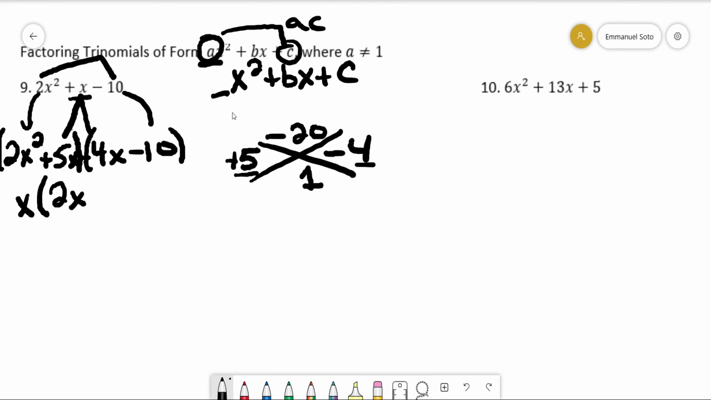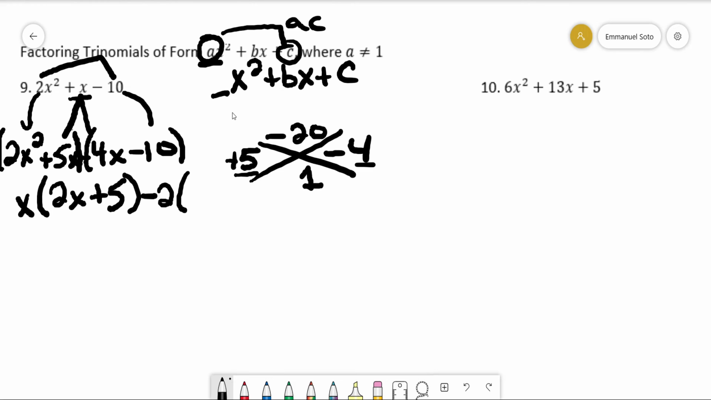2x times x is 2x squared. And then we can pull out an x here, and that'll give us 5. Now we can pull out a negative 4, because this was negative 4 here, that's a negative 10. So we can pull out a negative 2 from negative 4 and from negative 10.